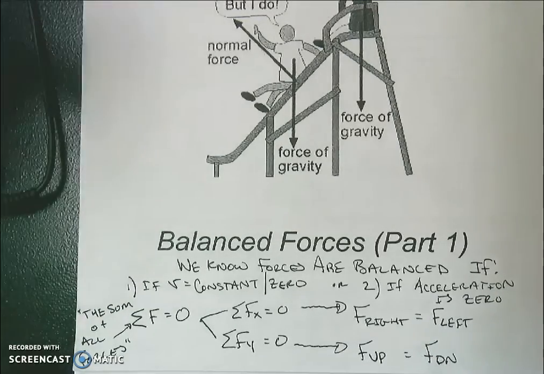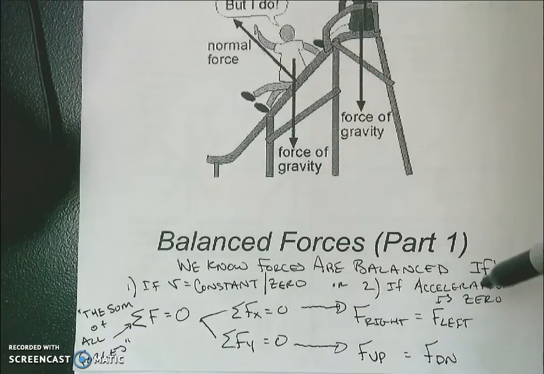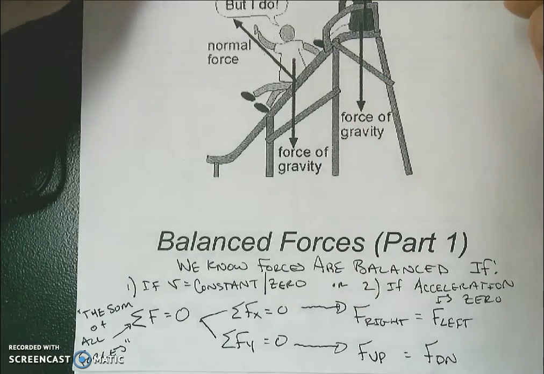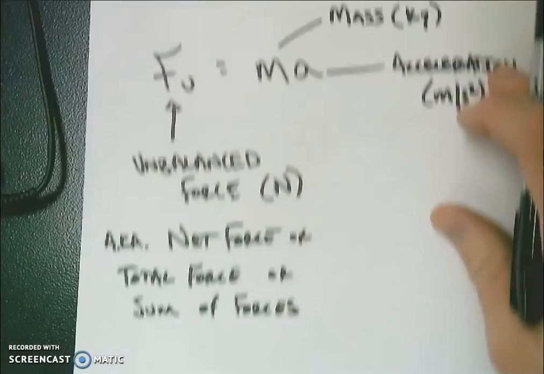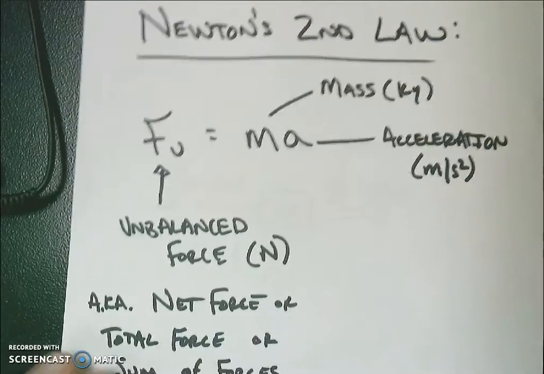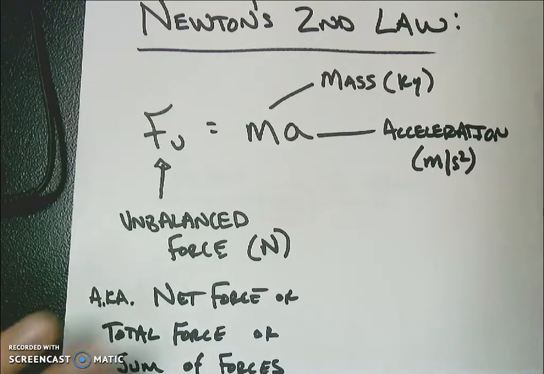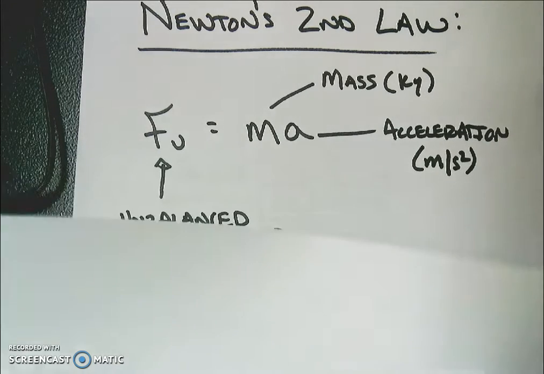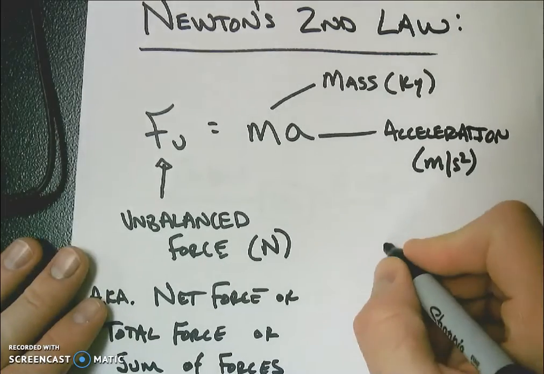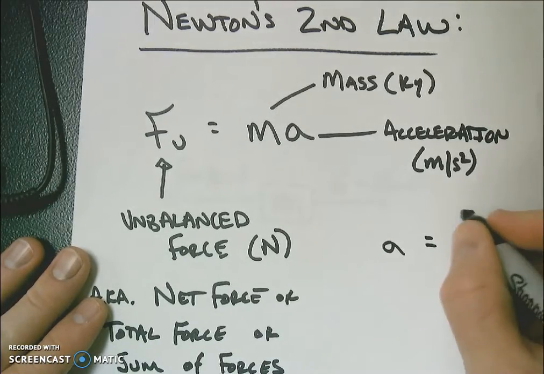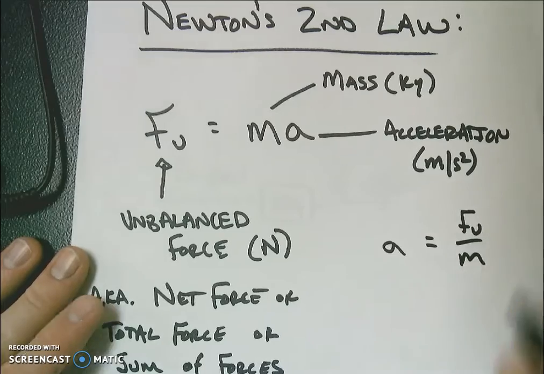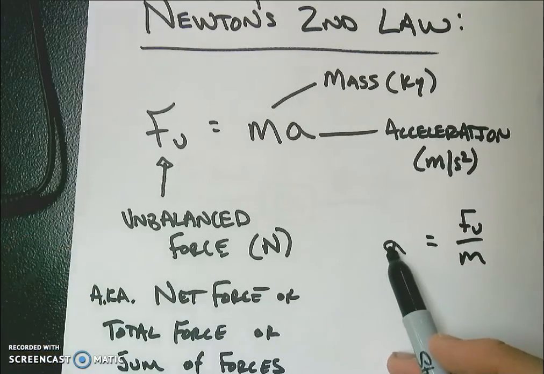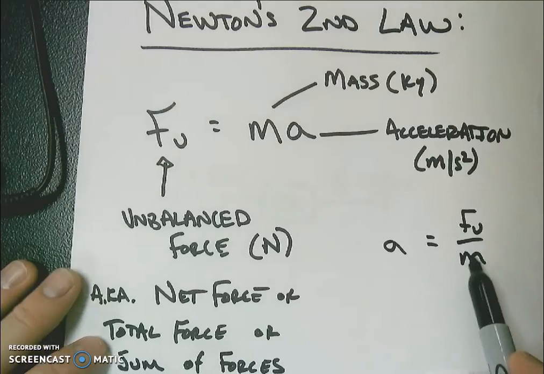Now, that was previously when our forces balanced, or when there was no acceleration. We have a new set of rules to add on from Newton's second law. Newton's second law basically states that the unbalanced force an object experiences is equal to the mass of that object times the acceleration. Newton originally wrote this as acceleration is equal to force over mass, saying that the acceleration an object experiences is proportional to the force, or inversely proportional to the mass.